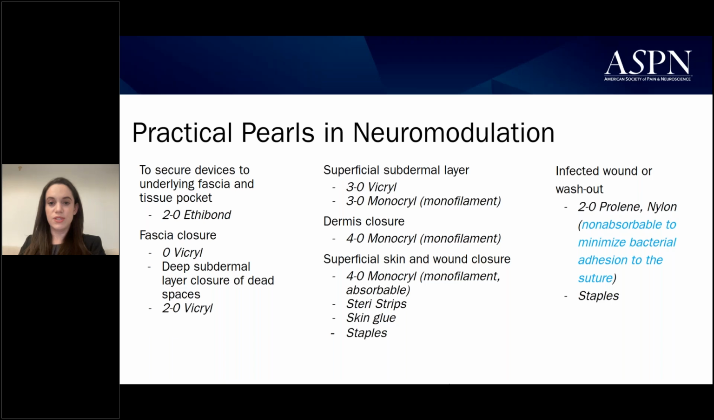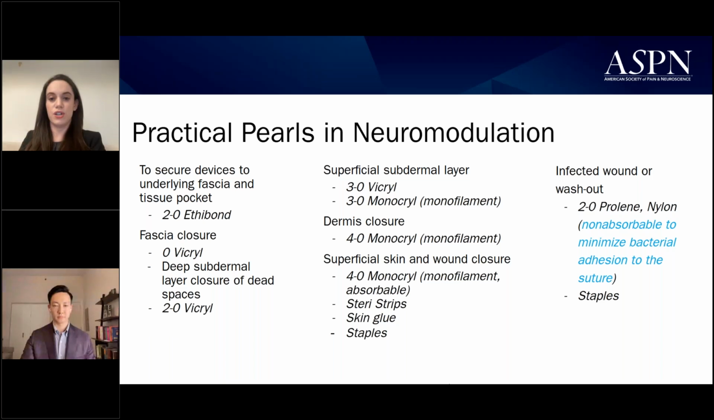And I'm just going to end with some practical pearls for sutures for neuromodulation. So to secure devices underlying fascia in your tissue pocket, you should use a braided non-absorbable suture. For fascial closure, you should use a braided absorbable suture. For superficial layer, you can use a monofilament or a braided absorbable suture. For dermis closure, you can use a monofilament absorbable suture, and for superficial skin, you can use either a monofilament absorbable suture, skin glue, staples, or steri strips.